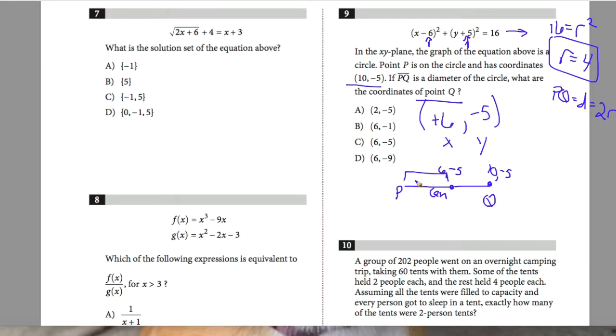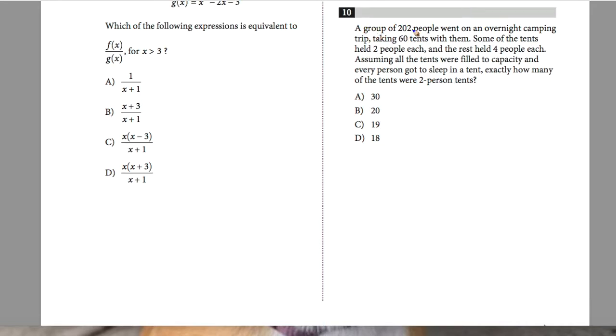So the total diameter of PQ, this would work its way back 4. So 2 would be my x value. So 2 and -5 would be my answer. So 9 is A.